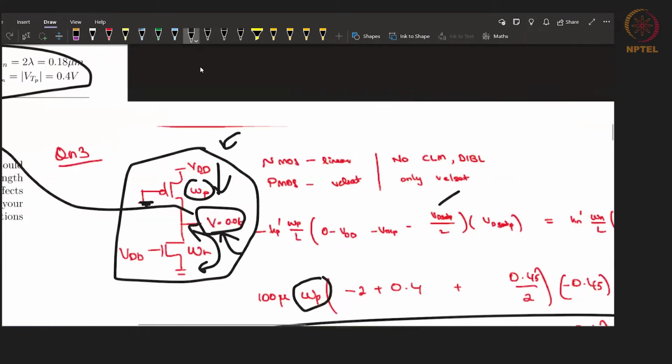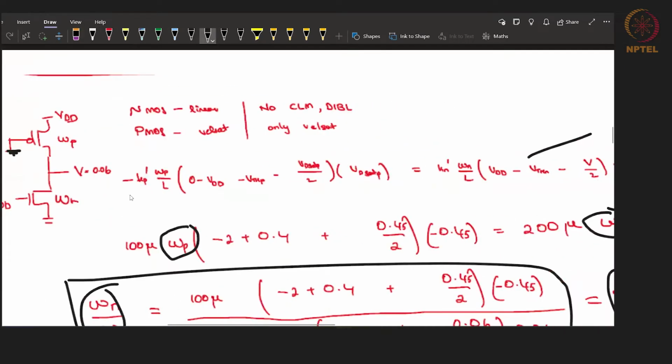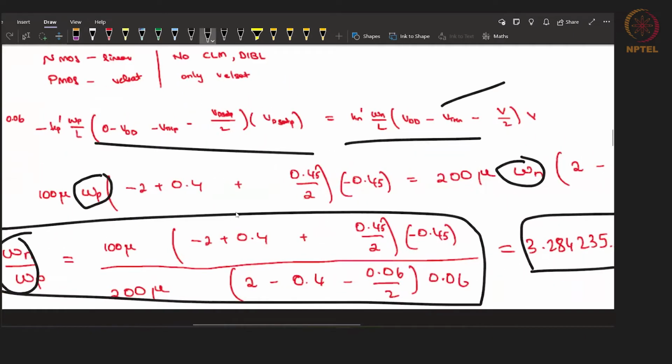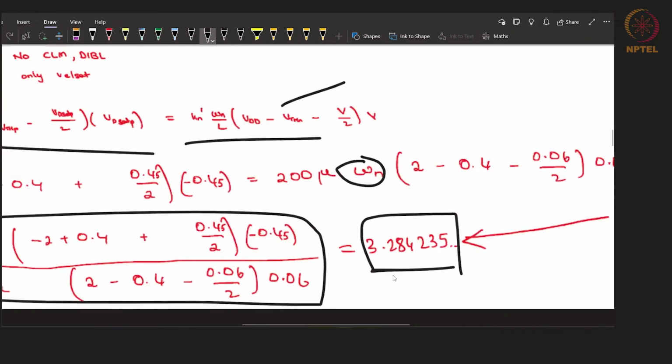With such assumptions, we can safely assume that the NMOS is in linear mode because its VDS is very low, which is 0.06 volts, and the PMOS, whose VSD is very large, you can assume it to be in velocity saturation, because it would have been in saturation if it was a long channel device. Otherwise, because it's a short channel device, it's safe to assume it's in velocity saturation. So when you write down the expressions, match the currents and solve for WN by WP, which is what is asked, you will get this expression.